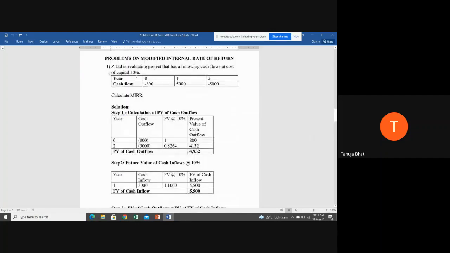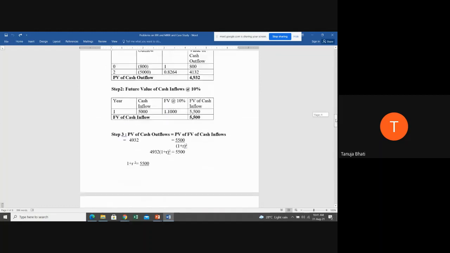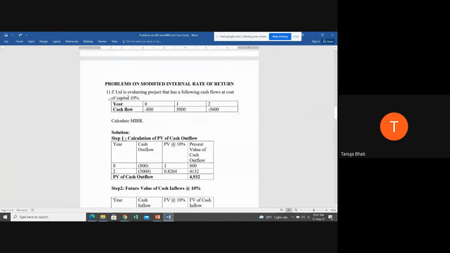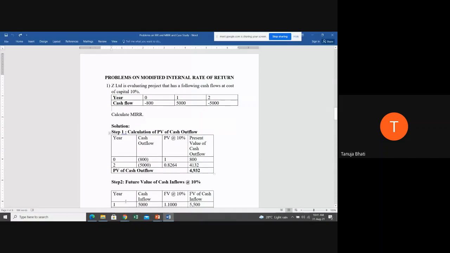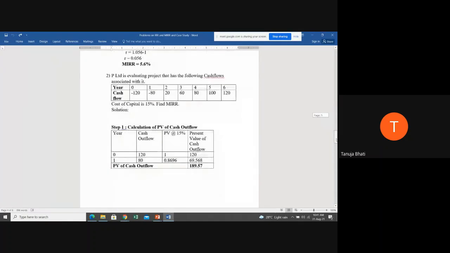Students, your rate of return is 5.6%. Your cost K is 10%. Will you accept the proposal or reject the proposal? Reject the proposal. Okay, very good. So MIRR is a very simple calculation, only 3 steps and you get the answer of MIRR. So let us do one more problem on MIRR.